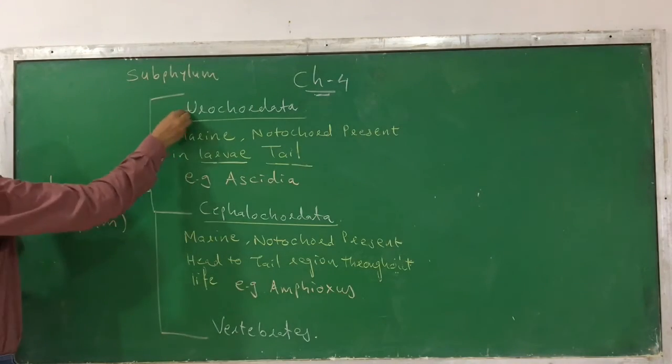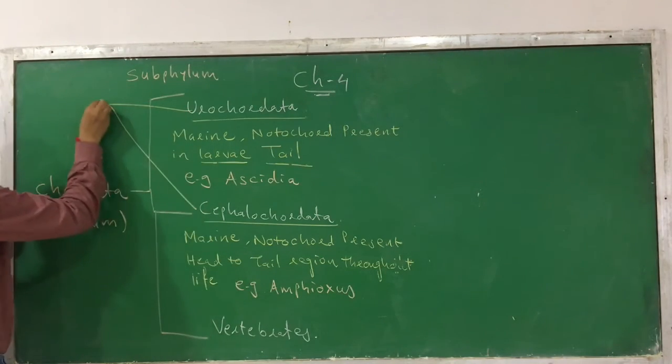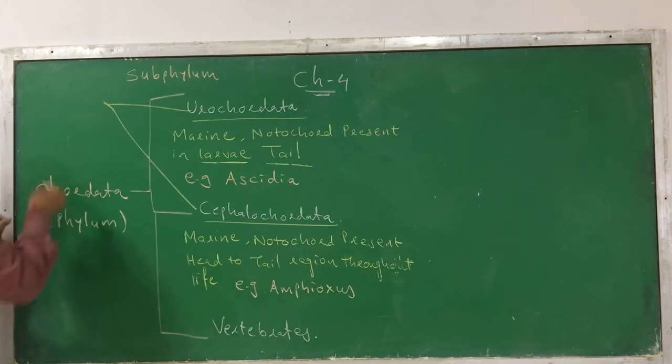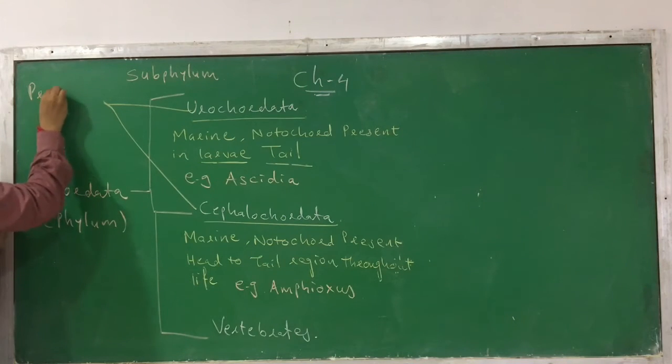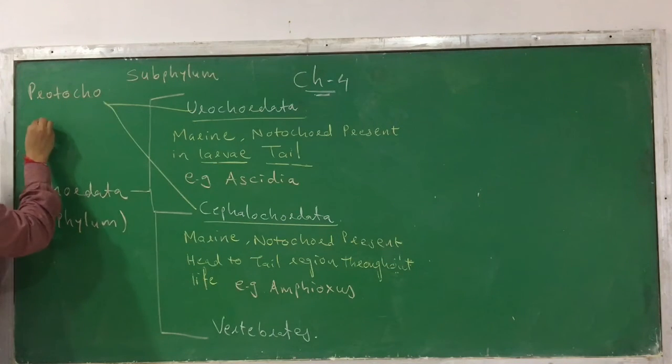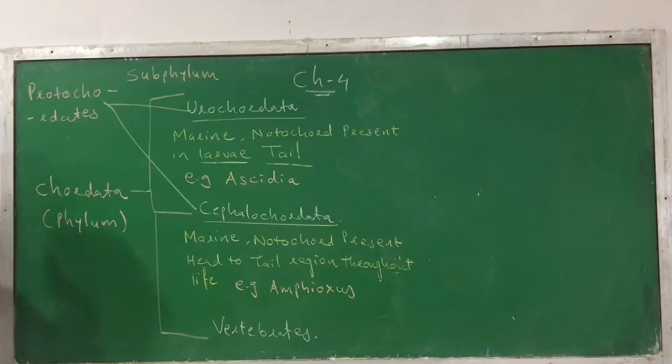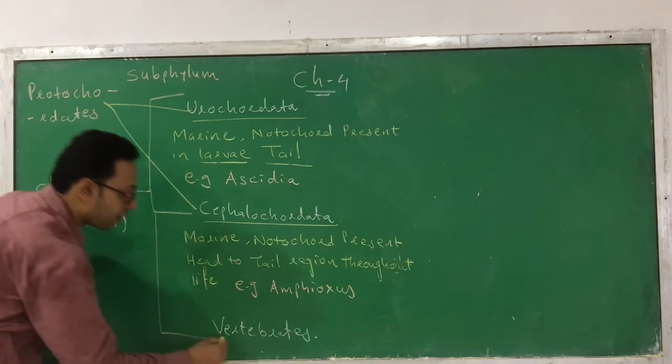The Urochordata and the Cephalochordata both are very primitive chordates, very primary chordates. So you can say that they are also called protochordates. This is the characteristic you can find in them.